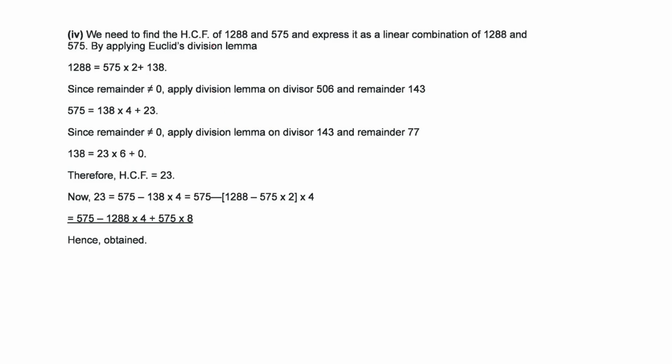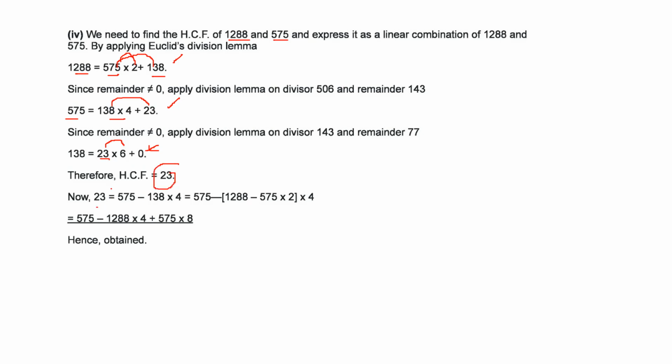Let me take this example so that we complete this. So 1288 and 575. 1288 has to be written in terms of 575. So 575 into 2 plus 138. The remainder is not zero. Euclid's lemma will apply with 575 and 138. 575 can be written as 138 into 4 plus 23. Again, there is a remainder, so we'll take 138 and 23. 138 can be written as 23 into 6, and we get 0. So 23 is the HCF.